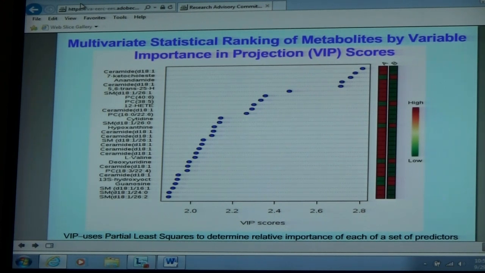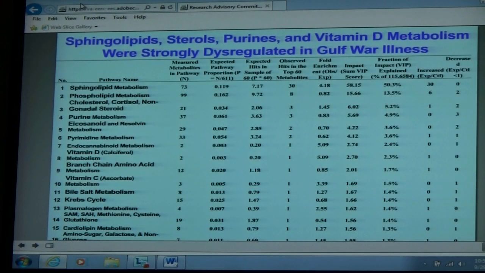Next slide. If we look at the overall profile, looking at pathway names on the far left, what we see is that sphingolipid metabolism, phospholipid metabolism, cholesterol and cholesterol products, which include steroid hormones like cortisol, non-gonadal steroids, and this is the ranking produced by our collaborator. But if you look further down at vitamin D, really number 8, vitamin D is actually also a steroid hormone that is a product of cholesterol. And number 11, bile acids are also products of cholesterol.